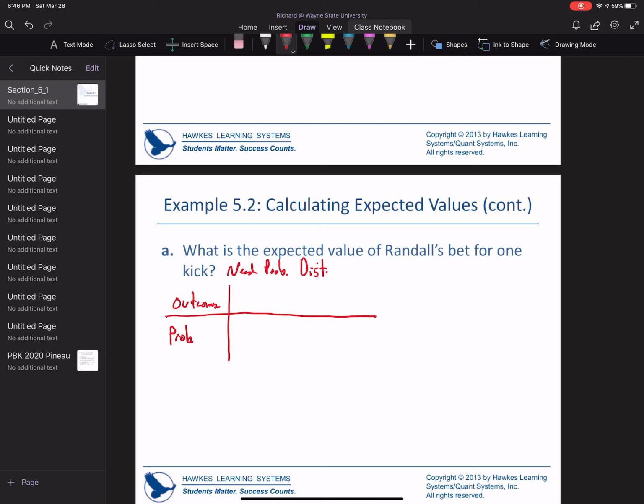Okay, now in this case, we have 2 outcomes. The first outcome we have is if the kicker makes it. And the other one is if the kicker misses. Now, something happens, doesn't it, when the kicker makes it? And the other thing we have to remember is this is from the respect of Randall. So that's important. So what happens when the kicker makes it?